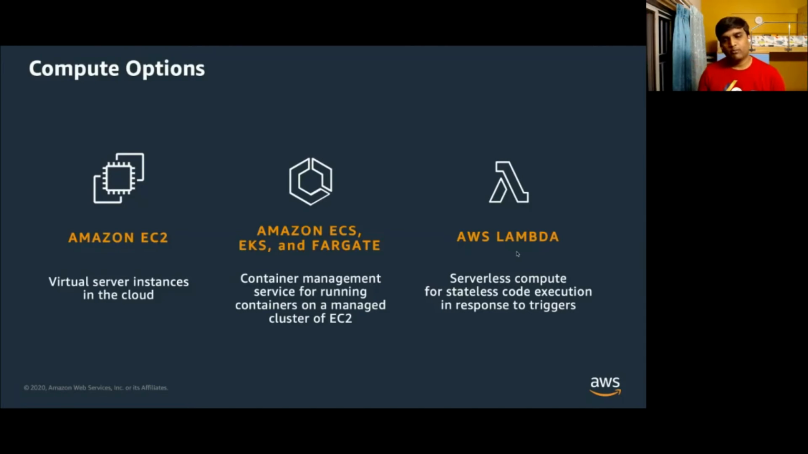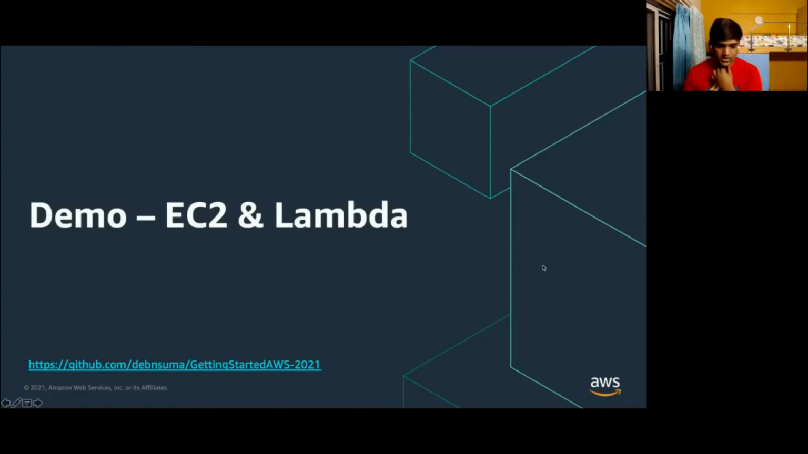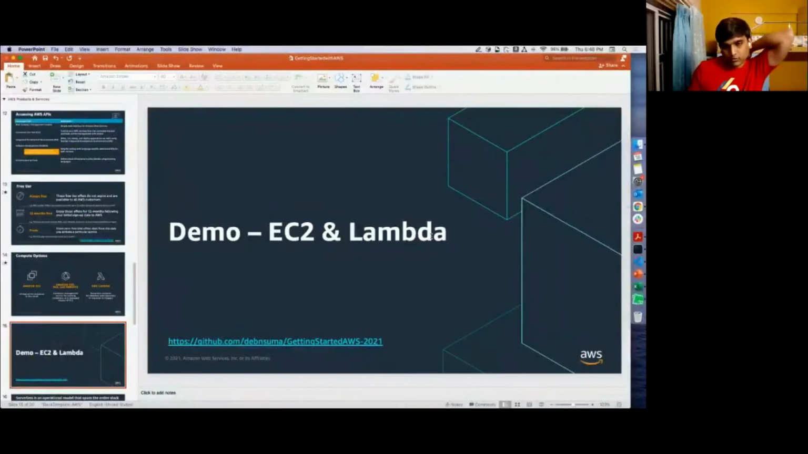So you don't have to pay for idle time. Whenever your user is accessing, only then is your infrastructure created. And once your user is not accessing, you don't have to pay anything. So that's the beauty of Lambda function. We are going to see a quick demo about Lambda function, and it will also be a demo for machine learning, because we are going to use one machine learning functionality with Lambda function.